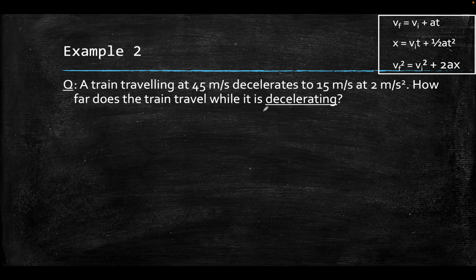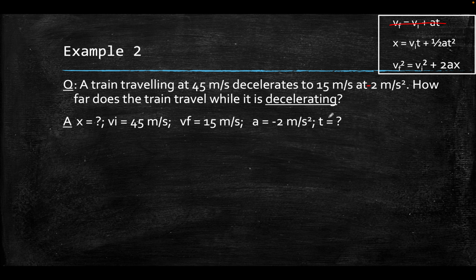Here's another example. A train is traveling at this speed, decelerates to this speed at this acceleration. How far does it travel while it is decelerating? Again, how far? Distance. Straight away, I know that this rule is no good because there is no distance in this formula, so I will not use it. I have to find x, I have Vi, I have Vf, I have a minus 2 because it's decelerating, so actually it's minus 2.